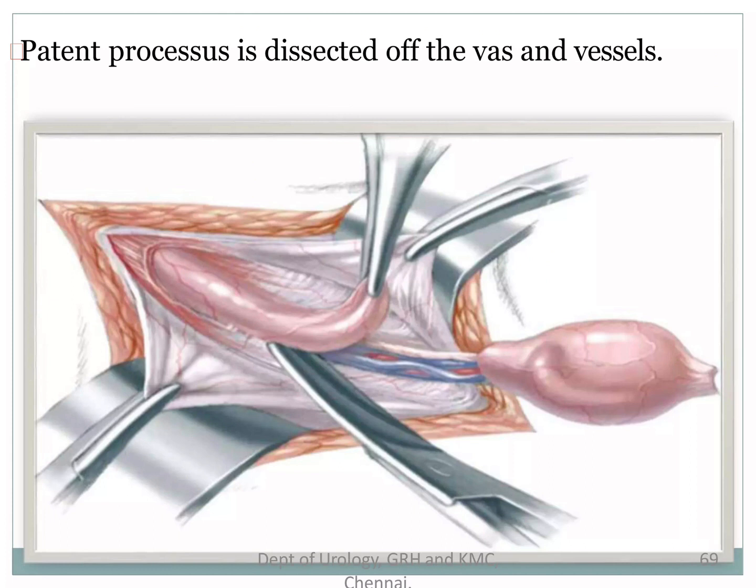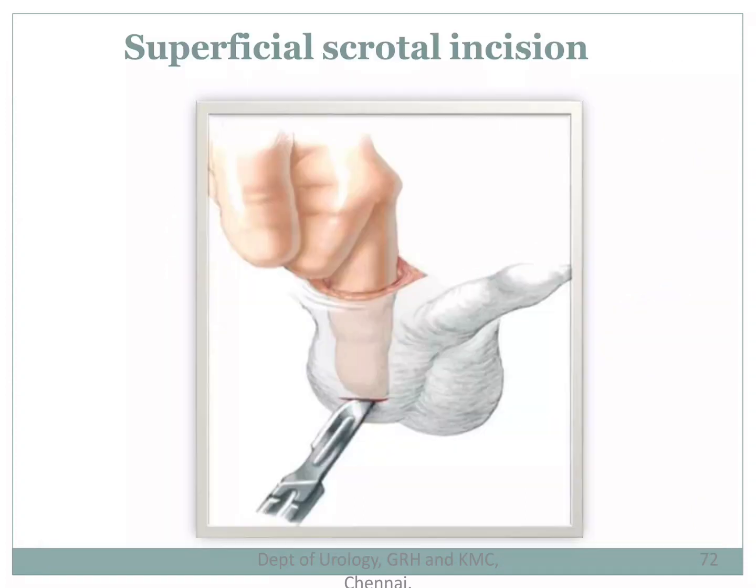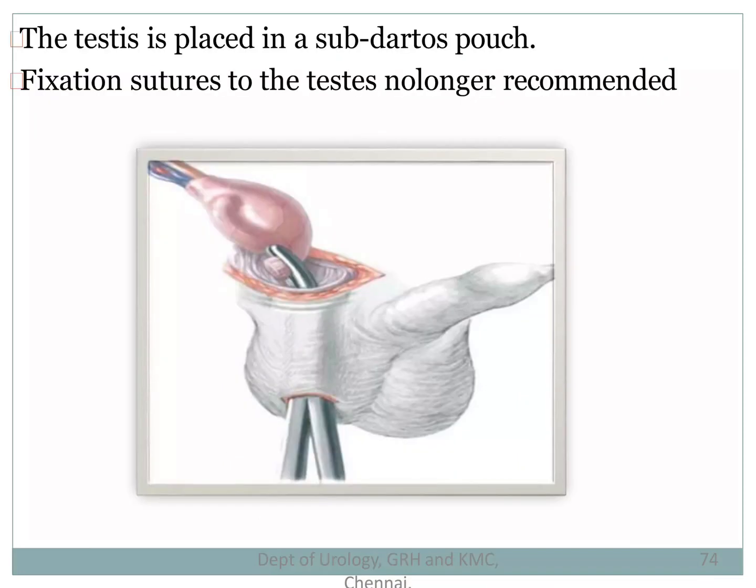The most important step is to carefully mobilize the vas and testicular vessels from the processus vaginalis. Once this is free, the processus vaginalis is transfixed and divided at the level of the internal inguinal ring to prevent future hernia, and then mobilize the vas and vessels to gain length. Create a dartos pouch. A dartos pouch is located between the skin and the dartos fascia. So we put the testis in that pouch, called the subdartos pouch, and then close the wound. So these are the steps.